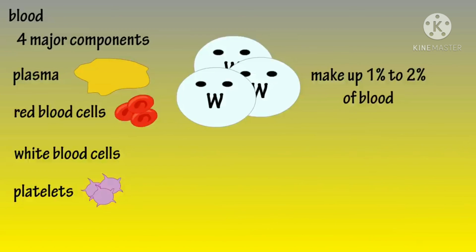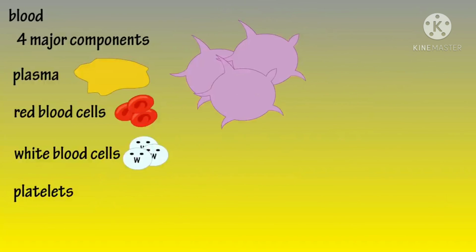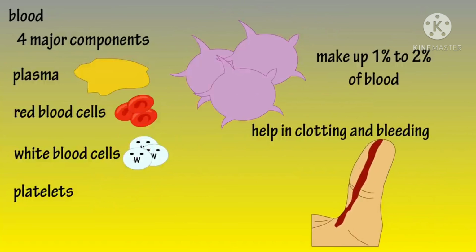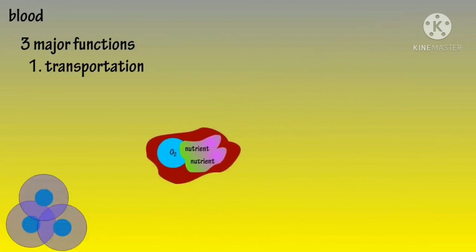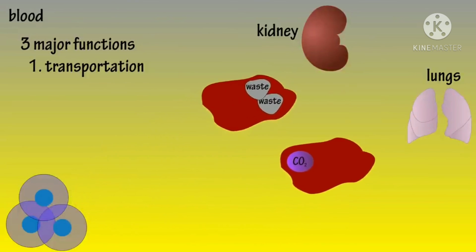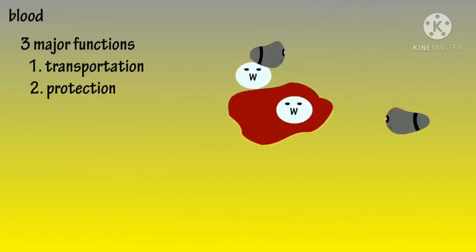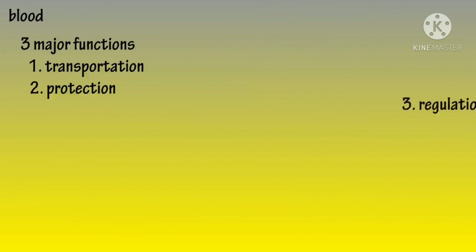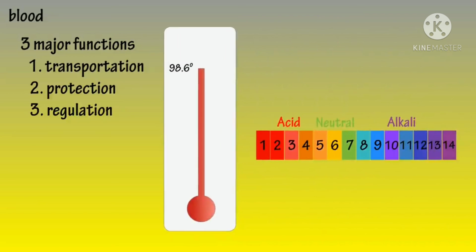White blood cells make up 1 to 2% of blood, and they help protect the body against disease and invaders. Platelets make up 1 to 2% of blood, and they're involved in clotting and preventing bleeding. Blood has 3 major functions in the body. Number 1, transportation. Blood transports oxygen and other various nutrients to cells throughout the body. It also carries waste products and carbon dioxide to the kidneys and lungs for removal from the body. Number 2, protection. Blood carries white blood cells which fight infections that threaten to damage the body. And number 3, regulation. Blood regulates body temperature as well as pH balance. And that's blood.